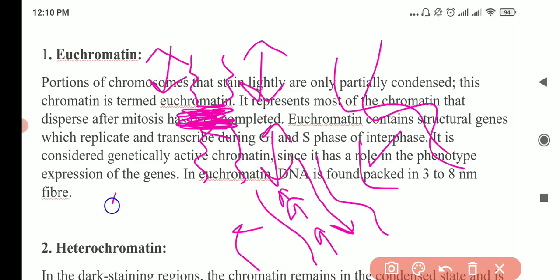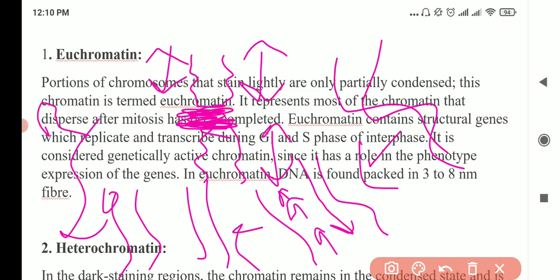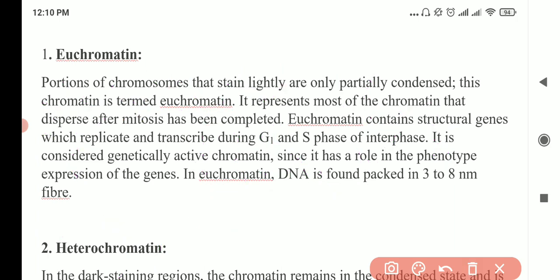Then we are getting 2 strands of DNA, 2 homologous strands of DNA. So replication has happened. Then what happens? It will get transcribed also, no? So we'll get your rRNA. So the part which takes part during replication and transcription is your euchromatin part.